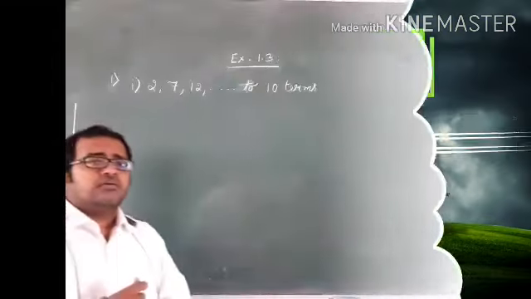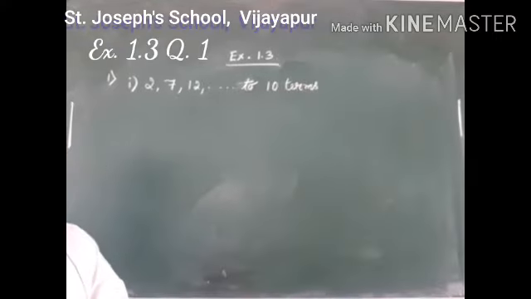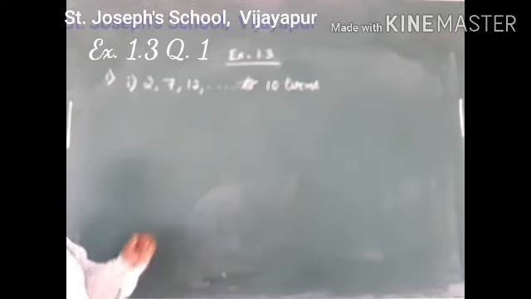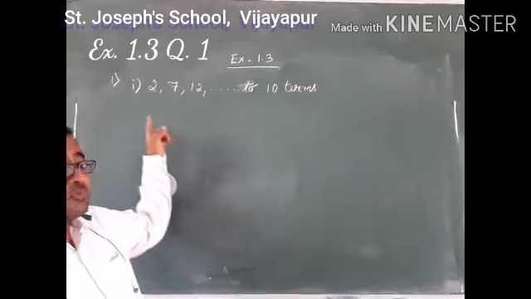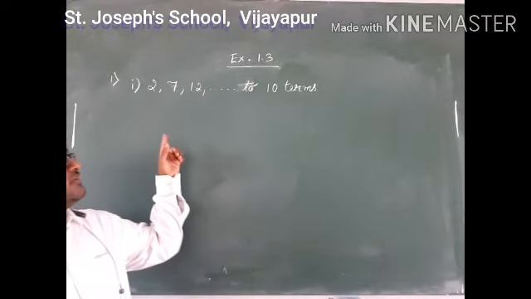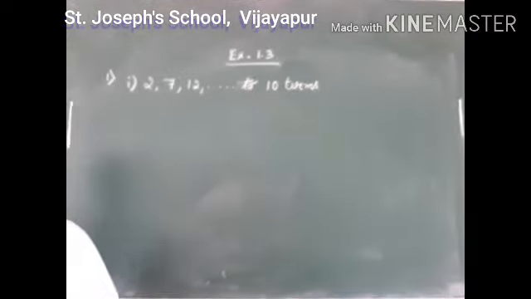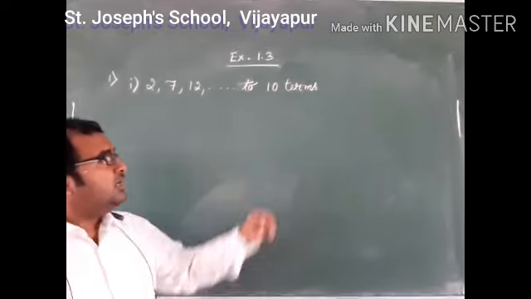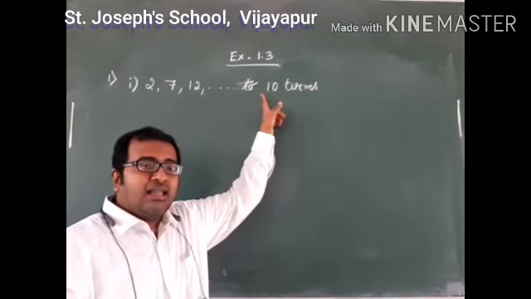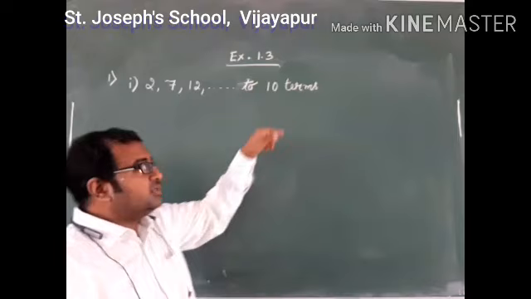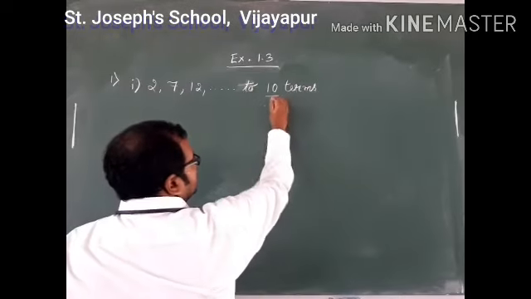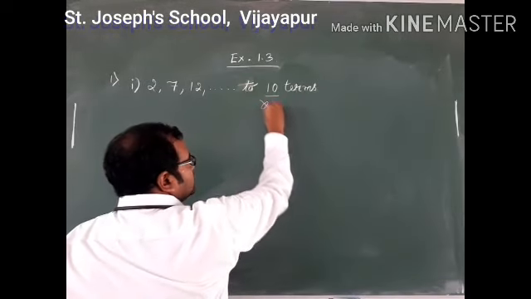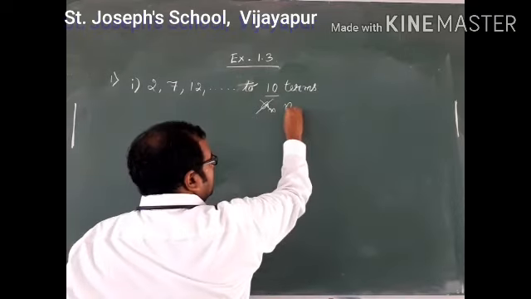So students, we will start with question number 1 from exercise 1.3. The question goes like this. Find the sum of the sub question 1: 2, 7, 12, and so on up to 10 terms. So here 10 terms is not the last term, it is the number of terms. So this is not an, this is not an but n.